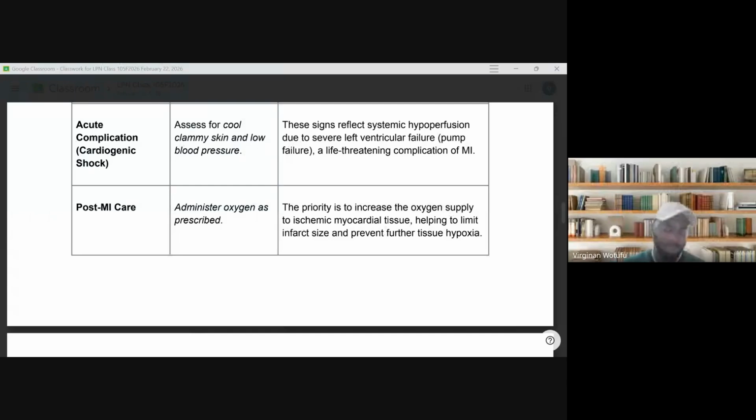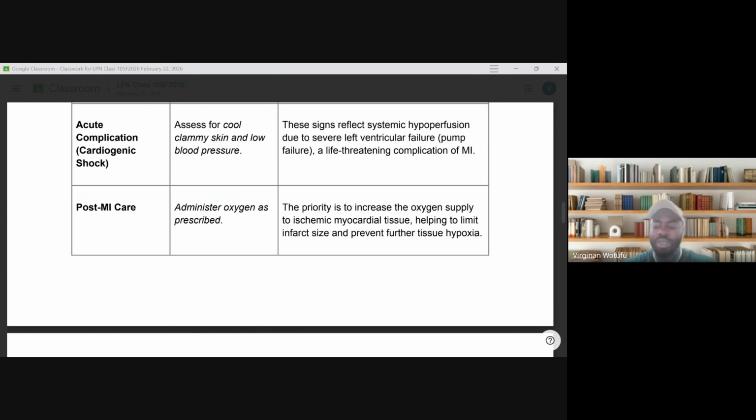Shock just means there's low perfusion, low blood supply to a certain part of the body, and it might be obstructive, cardiogenic, or anaphylactic. We know the different types of shock, right? In this case, we are looking at cardiogenic shock, where the heart cannot pump blood adequately. You still see the same signs that pertain to shock: cold, clammy skin, low BP, tachycardia, right? These are all the classic signs of shock, so it requires prompt intervention as well.